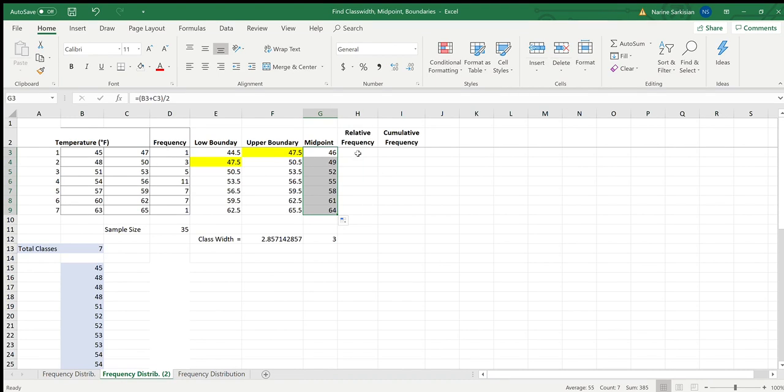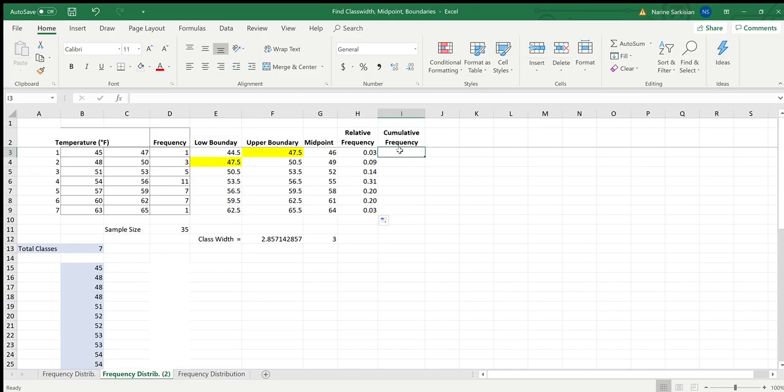Relative frequency. For relative frequency, equal sign, I'm taking the frequency for each class and dividing by the total sample size. Here the sample size I also need to freeze because I have to drag down and I don't want this sample size 35 to be changed. So I'm freezing here. All right, and click enter. Once I have it, I drag this down and it will fill out the relative frequency.